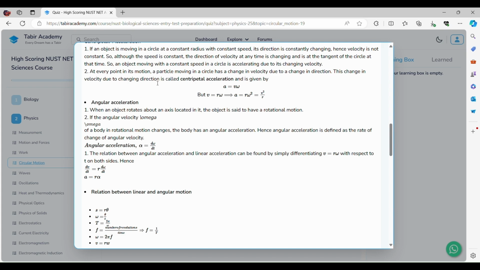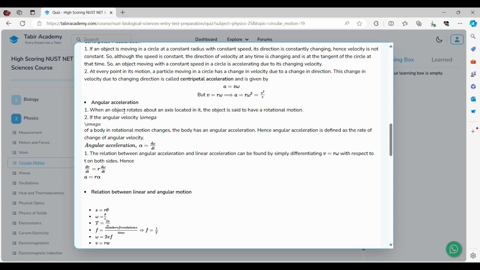This change in velocity due to changing direction is called centripetal acceleration and is given by multiplying your angular velocity by your linear velocity. But velocity equals r, which is your radius, multiplied by your angular velocity. Hence, acceleration equals r multiplied by your angular velocity squared. Hence, this is also equal to v squared over r.